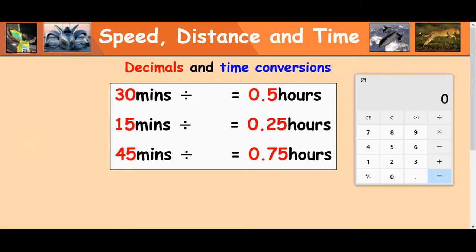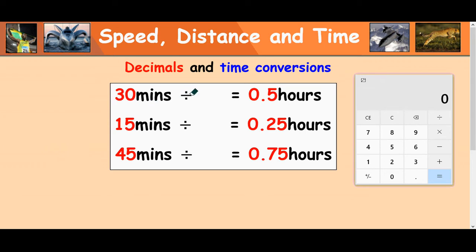So the first thing to do here is to think about what you divide 30 minutes by to get 0.5 hours, because we know 30 minutes is half an hour. We know half an hour is 0.5. We've done that already in the previous lessons. We should know already that 15 minutes is a quarter of an hour, which is 0.25. And also 45 minutes is 3/4 of an hour, which is 0.75. But what number can you divide all of these by to get these answers? Because if we can work that out, we should be able to apply it to something like 10 minutes or 6 minutes or so on.